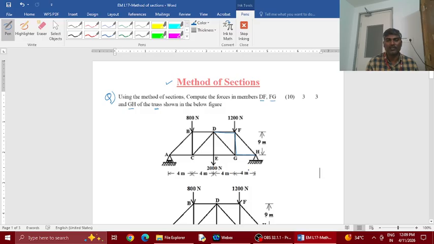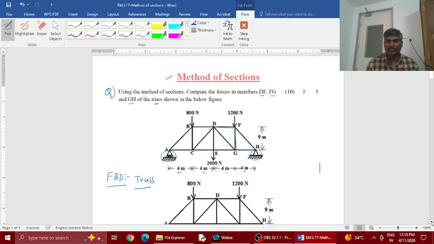Yeah, this is the given truss with 4 meters span each. And height of the truss is 9 meters. And the forces applied at B 800 Newton, at F 1200 Newton, and at E 2000 Newton. So very first thing to do is to draw free body diagram of the truss. For the entire truss we draw free body diagram, which means you remove this roller, apply the reaction, remove this hinge, apply the reactions.